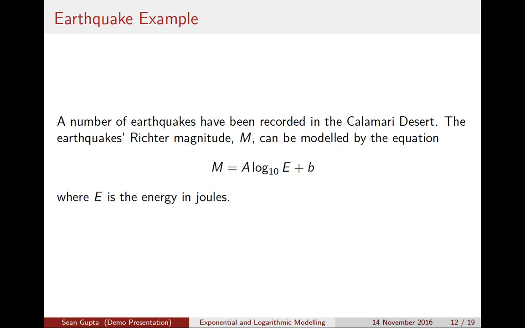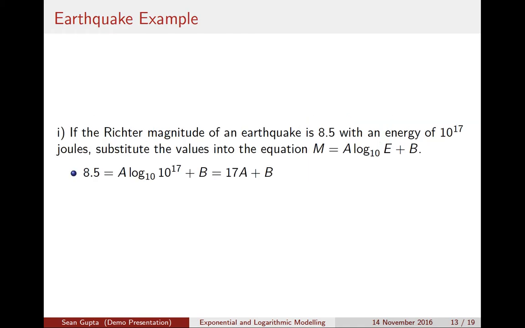All right, so E is energy in joules, M is magnitude, how strong the earthquake is. You can see if E increases, the right-hand side will increase, and so the magnitude will increase. If there's more energy, the earthquake is stronger, which makes sense. Okay, if the Richter magnitude of an earthquake is 8.5 with an energy of 10 to the power of 17 joules, substitute the values into the equation.